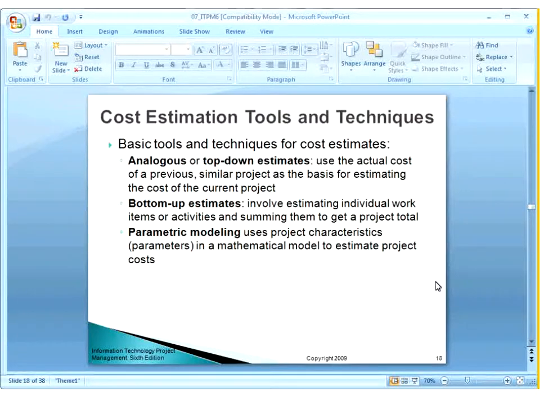Now, the basic tools and techniques for cost estimation are three: analogy or top-down estimates, bottom-up estimates, or the parametric modeling approach. In analogy or top-down estimates, you use the actual cost of a previous similar project as the baseline for estimating the cost of the current project. So you make a rough estimate, and after that you divide that total cost into subparts. In bottom-up estimates, you estimate individual work items or activities, and you sum them up to get a project total.